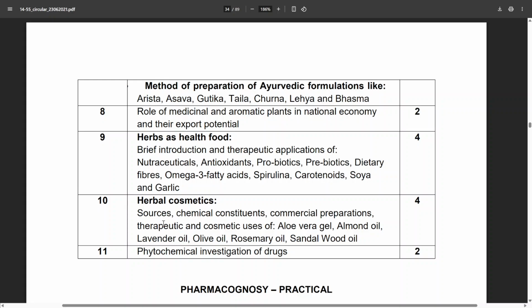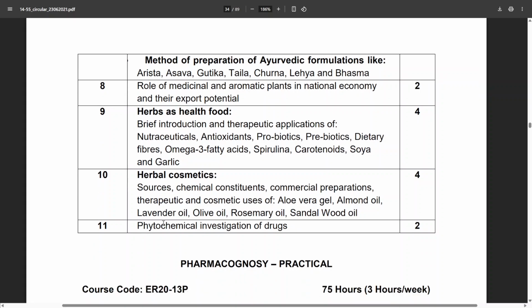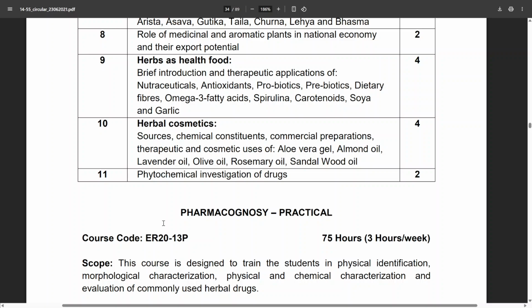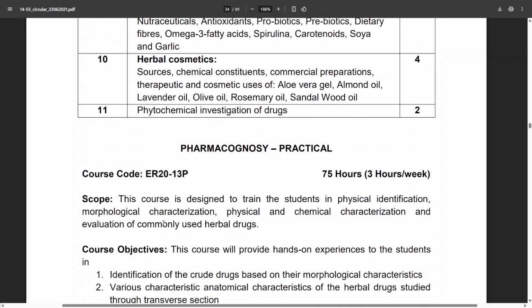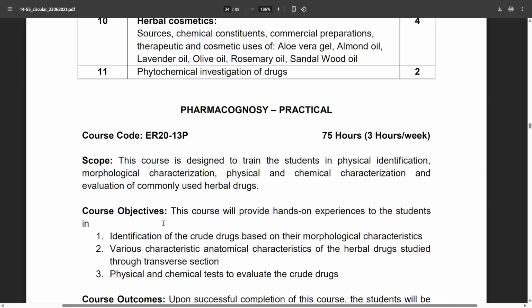10. Herbal cosmetics. Sources, chemical constituents, commercial preparations, therapeutic cosmetic uses of aloe vera gel, almond oil, lavender oil, olive oil, rosemary oil, sandalwood oil. 11. Phytochemical investigations of drugs. Pharmacognosy practical.